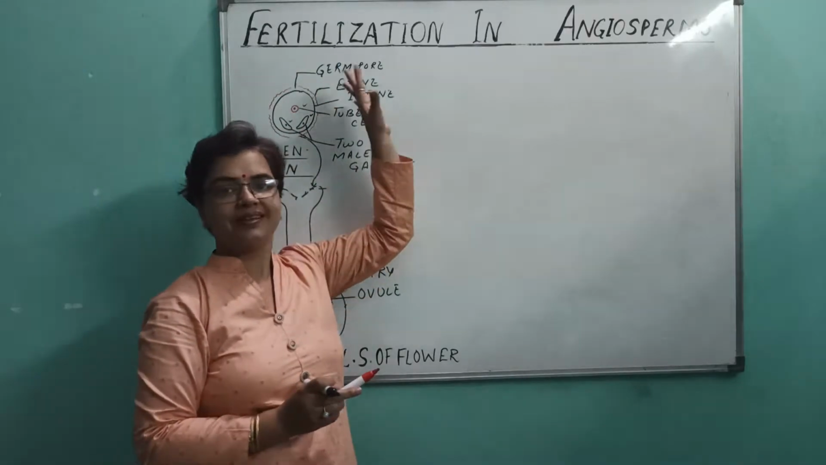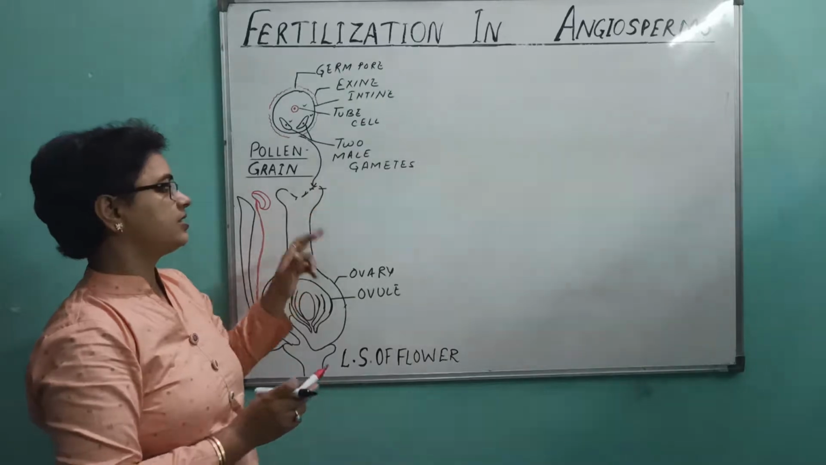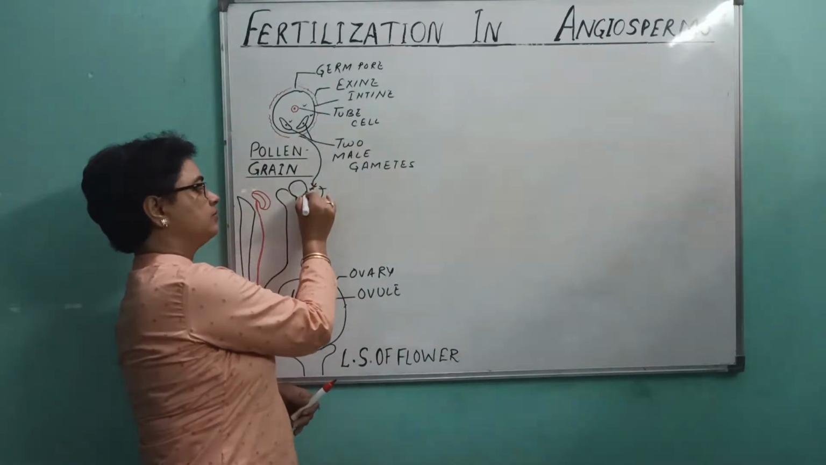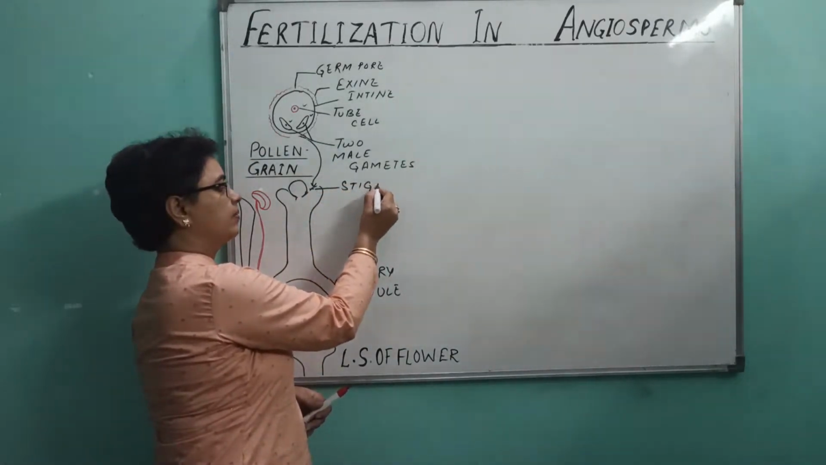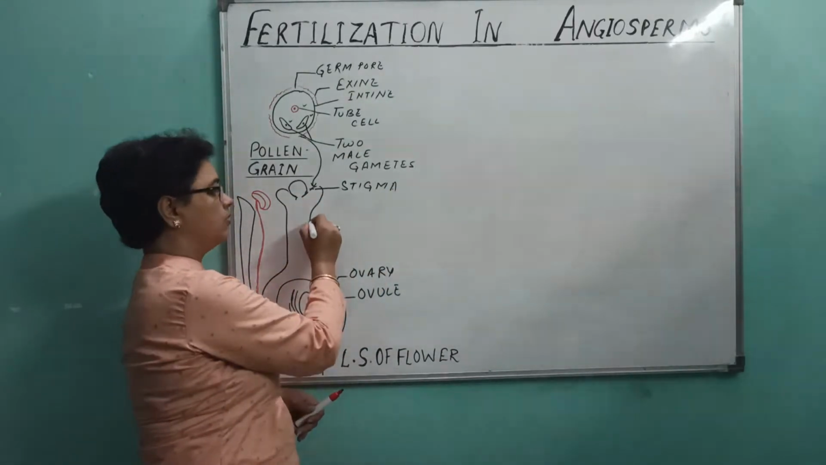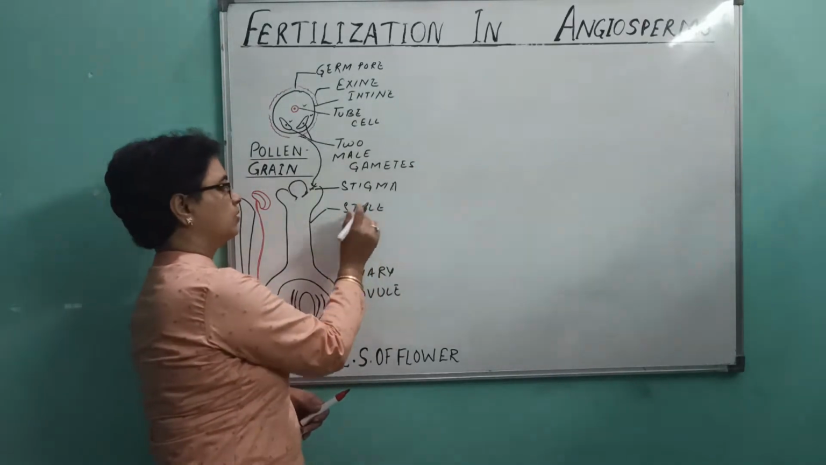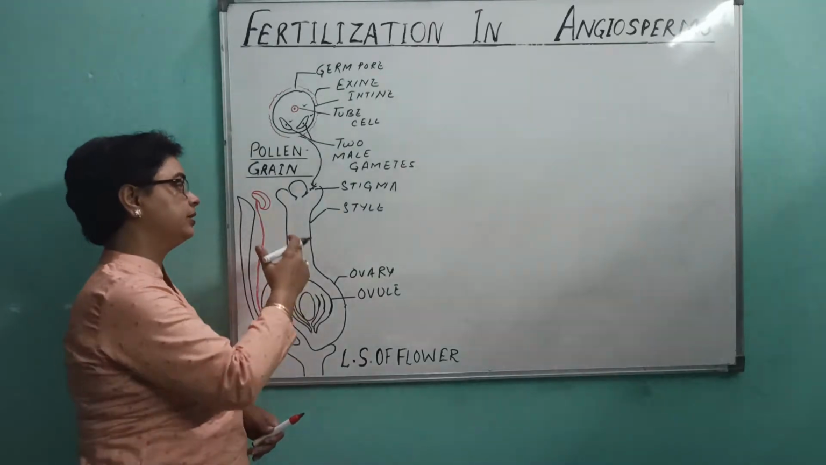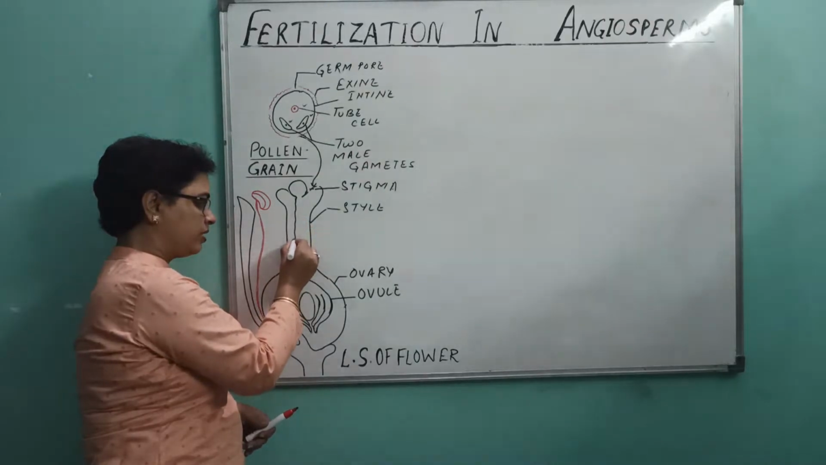Now this pollen grain is ready for pollination and ultimately it falls on the stigma. So here I am going to draw a pollen grain, this one, and this landing place is the stigma, and from where the pollen tube moves down, this is termed the style. Now germination of the pollen tube takes place from this pollen grain. So this pollen tube is moving down in this way.